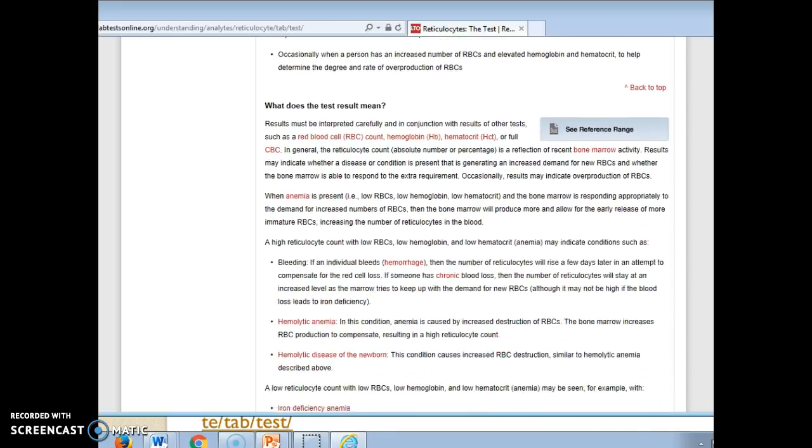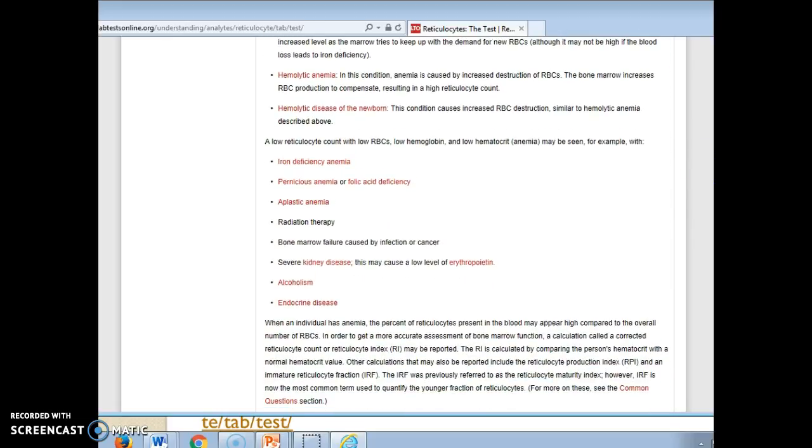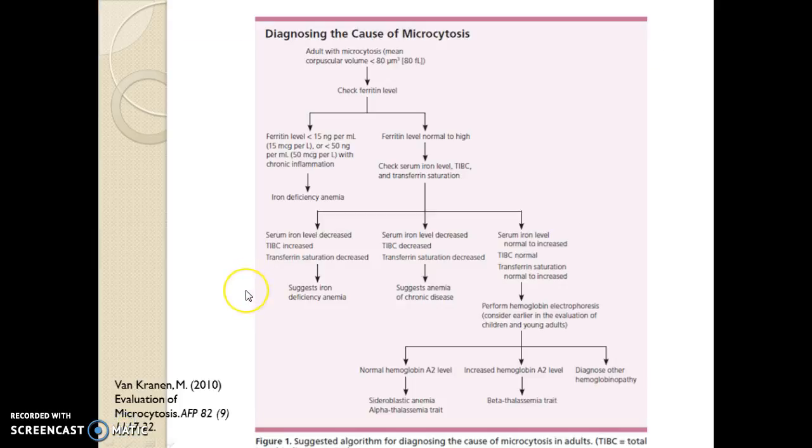So you'll notice down below that it says they must be interpreted carefully in interpretation with other features. And you can take a look at this at your leisure, but it kind of walks you through the complexity of reticulocyte counts. So I'm going to take us back to this algorithm and walk us to the middle part where the ferritin isn't low. Again, this was quite simple over here. Down here we have a normal or high ferritin level.